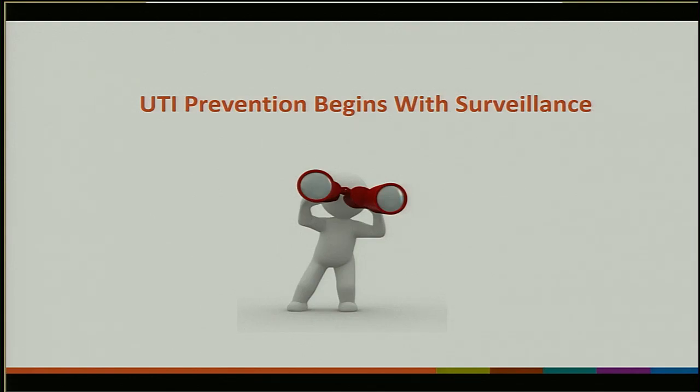As you've learned this week, just a quick review from yesterday, surveillance is important because we have to know what's going on in our facilities before we can implement change, right? So UTI prevention begins with surveillance. We want to get that data in front of those policymakers, in front of your administrators, so that action can take place, right?